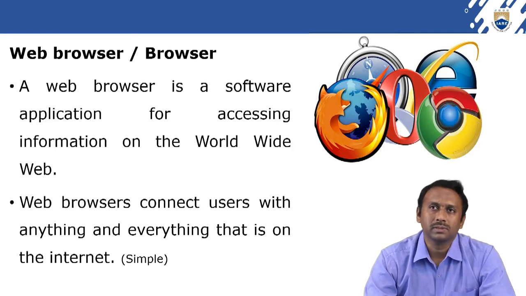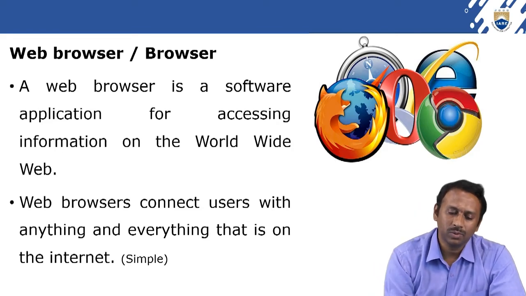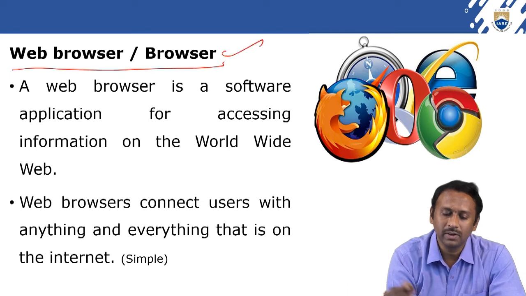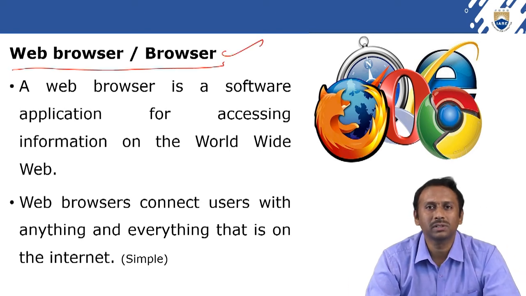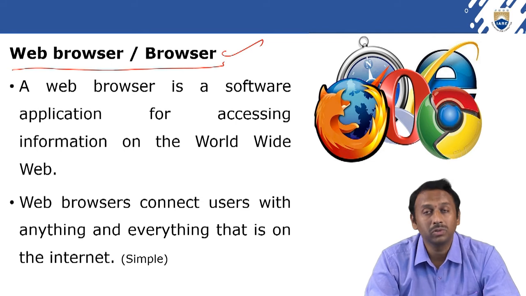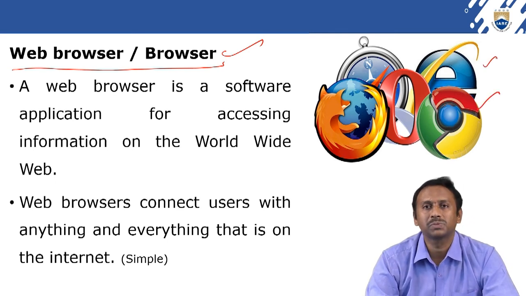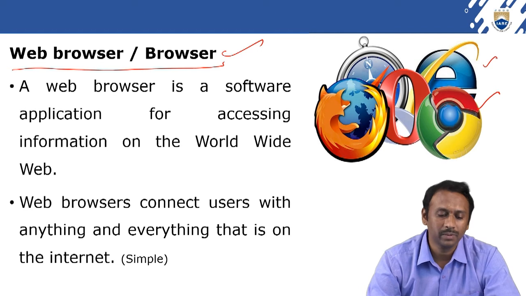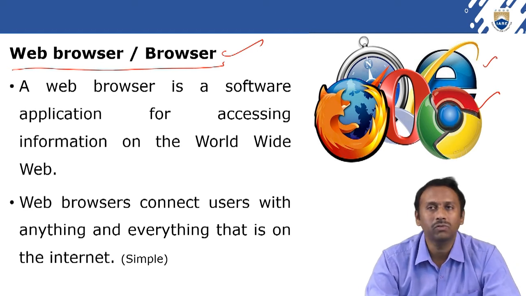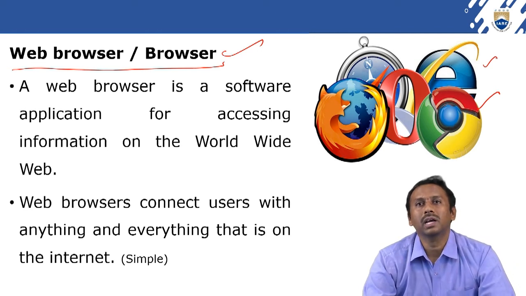Now, the web browser. It is very important. Everybody knows what a web browser is. So many web browsers are available nowadays, like Mozilla Firefox, Netscape Navigator, Google Chrome, Internet Explorer. So many are available. A web browser is a software application for accessing information on the World Wide Web.